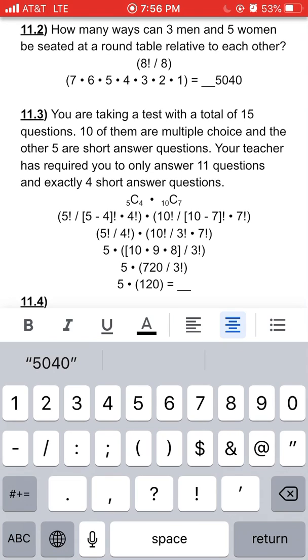For 11.3, you are taking a test with the... By the way, I messed this question up. I haven't really set sights on which part of it was messed up since I last looked at it, but I'll probably see it. So you are taking a test with a total of 15 questions. 10 of them are multiple choice and the other 5 are short answer questions. Your teacher has required you to only answer 11 questions and exactly 4 short answer questions.